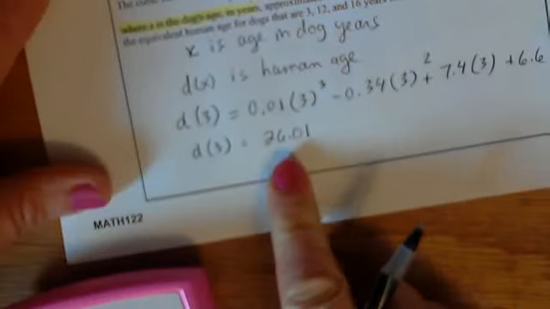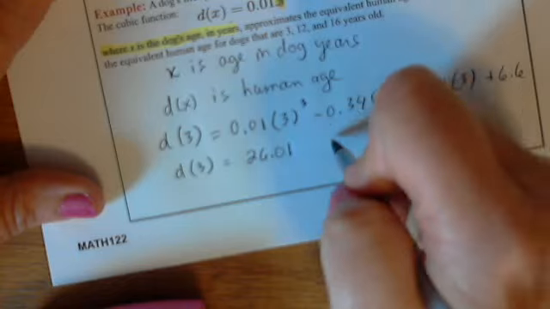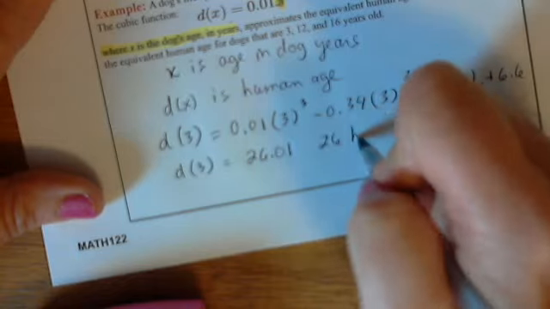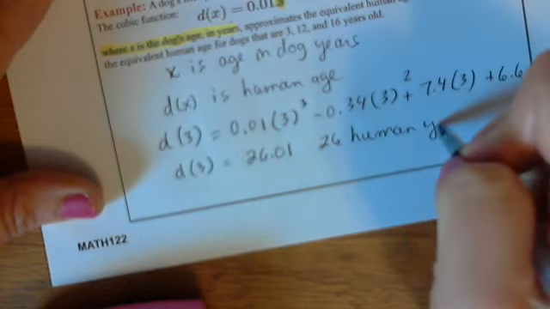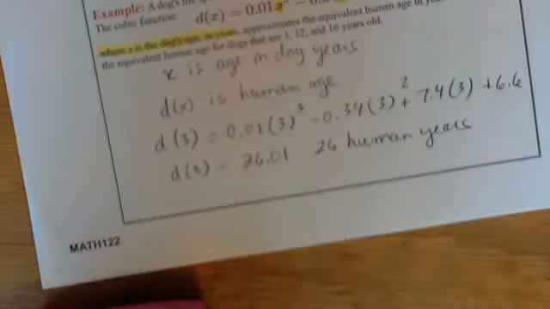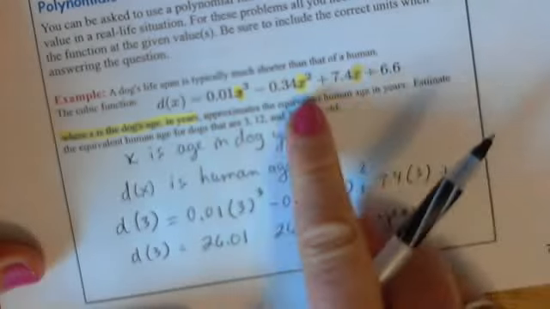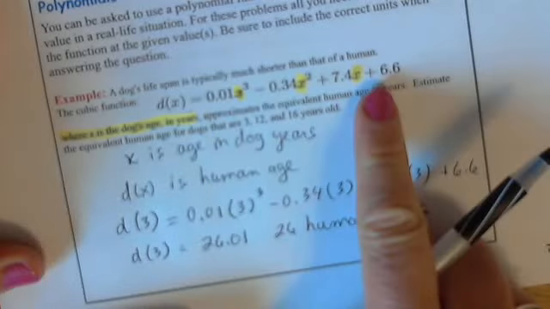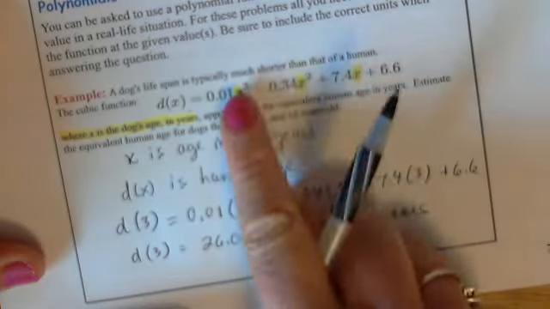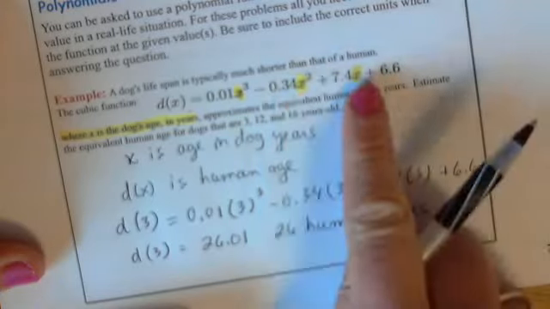26.01. And let's remember what that is. You put in a dog age and you got out a human age. So a dog that's 3 years old is approximately 26 human years. Alright, I'd like you to go ahead and use this function to calculate a 12-year-old dog, what it is in human years, putting 12 in for each of the x's, and then go ahead and do it also with 16 years, and then come back and check your answers.